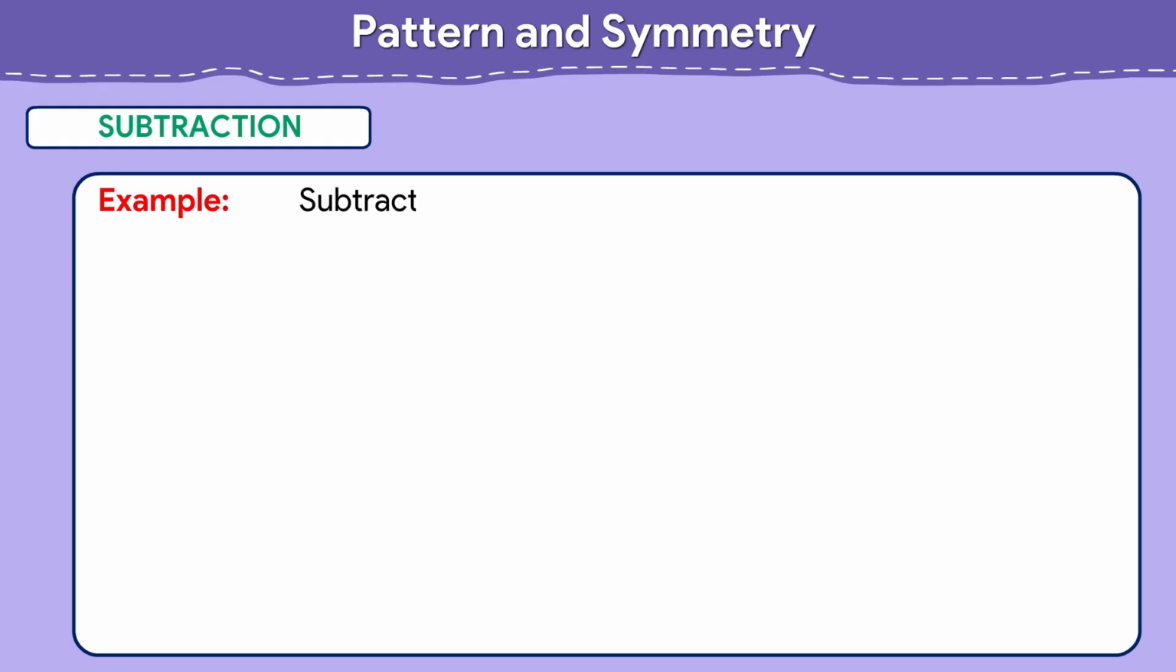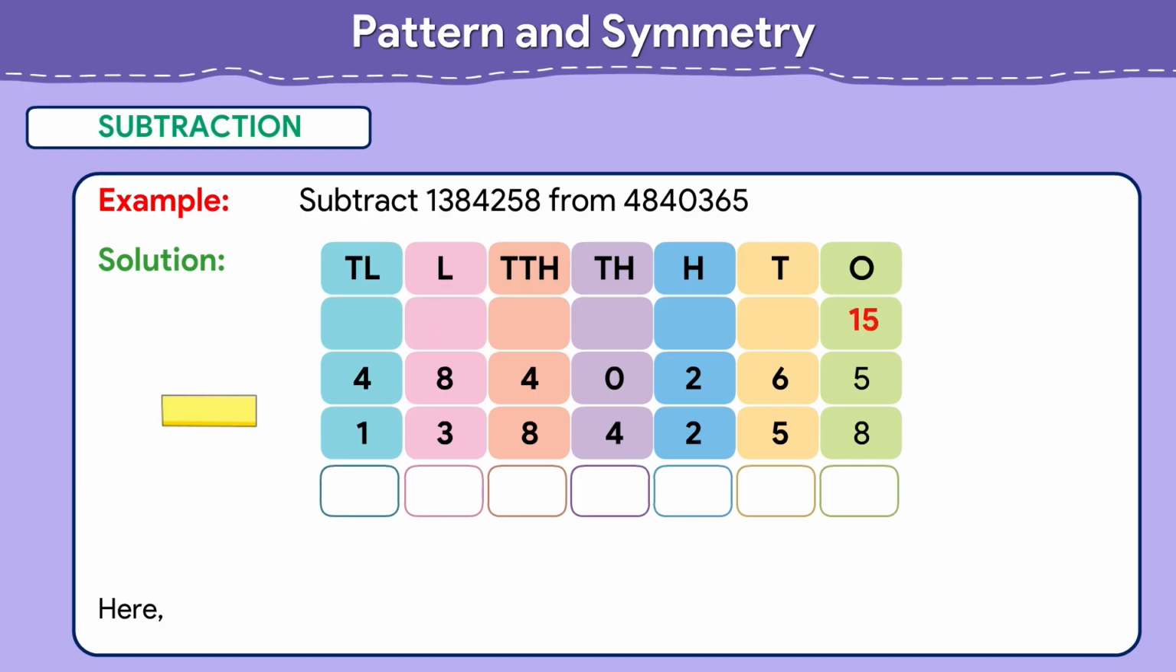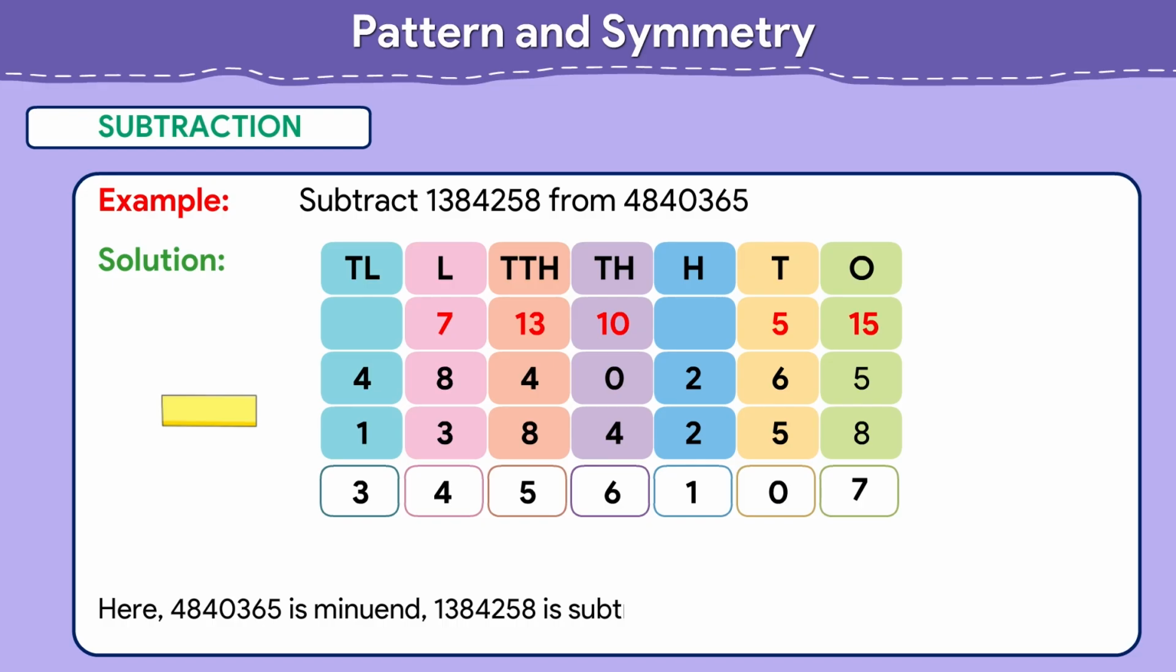Example, subtract 1384,258 from 4840,365. Solution. Here, 4840,365 is minuend, 1384,258 is subtrahend and 3456,107 is the difference.